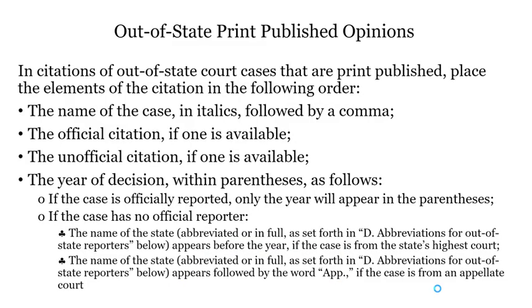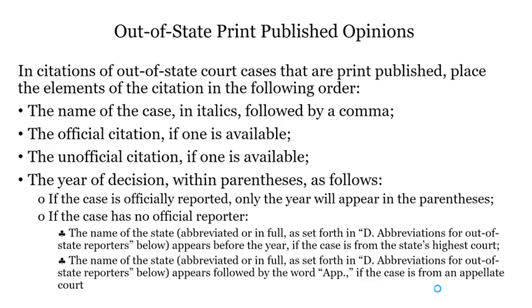So, in citations of out-of-state court cases that are print-published, place the elements of the citation in the following order. The name of the case in italics followed by a comma, the official citation if one is available, the unofficial citation if one is available, the year of decision within parentheses, as follows. If the case is officially reported, only the year will appear in parentheses.